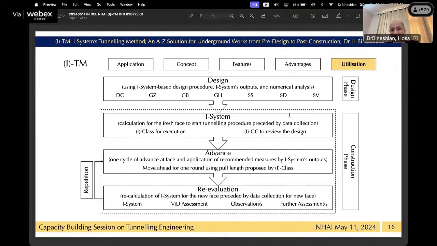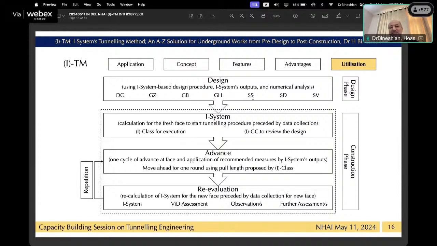How to utilize it? If you are in the design phase, you need to send the geologist to the surface to collect the data, and match it with the geophysical and geotechnical data, which is called DC, data collection. Then you will be making a zoning along the alignment. You identify the ground behavior for each individual zone. You find the ground hazards. It's all done by I-system for each individual zone.